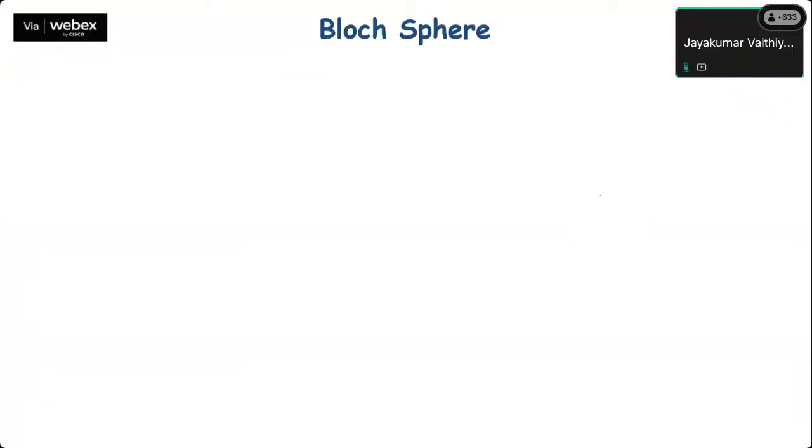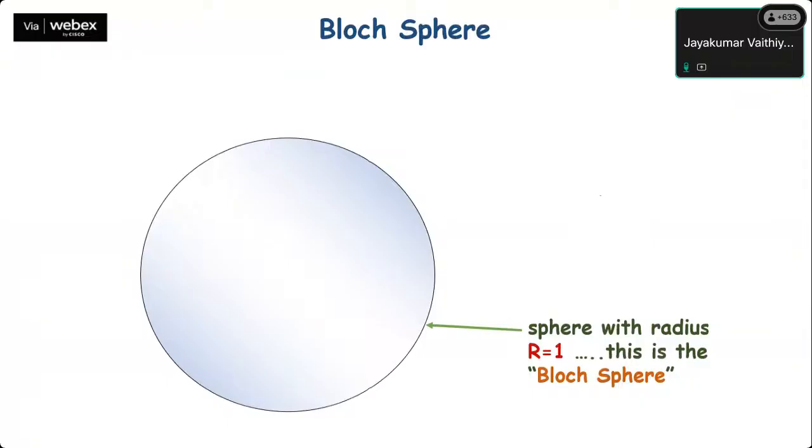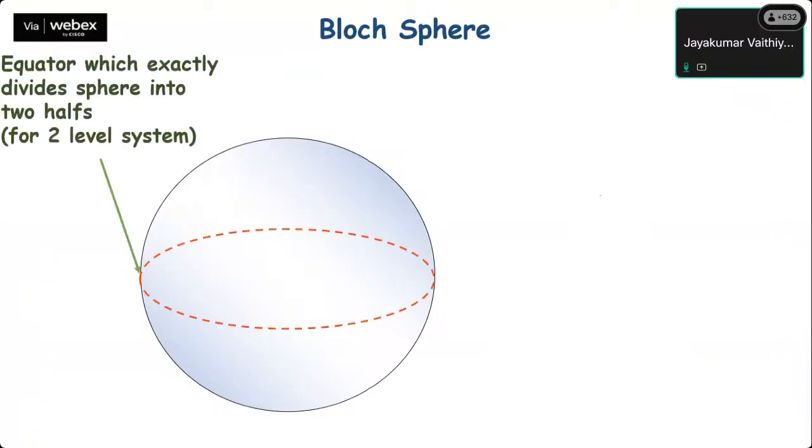Okay, block sphere. So block sphere is a sphere which is made up of radius equal to 1. Unit radius. This is a visualization tool to view your quantum bit. This block sphere is divided into two hemispheres, exactly two halves, because we need to represent a two-level system. So always we are representing binary data.